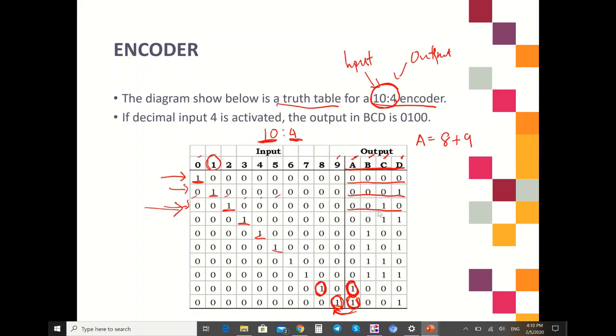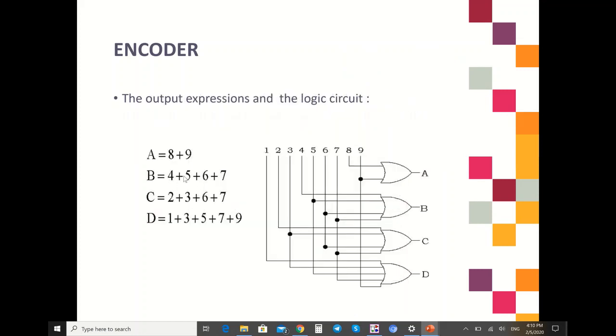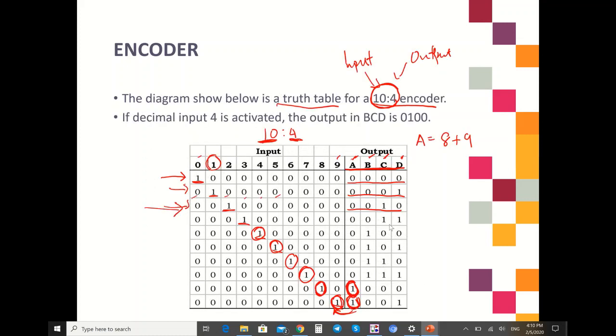For B, you have 1, 2, 3, 4. You have 4 output values that equal 1. So what inputs do you need to enter to make sure that B is activated? You have 4 values, right? For B, these values are 4 or 5 or 6 or 7. So that's why B is equal to 4 or 5 or 6 or 7. The same goes with C. For C, you also have 4: 1, 2, 3, 4.